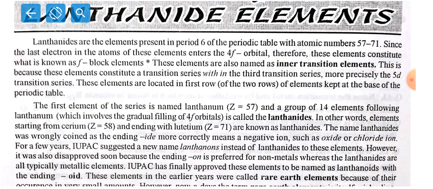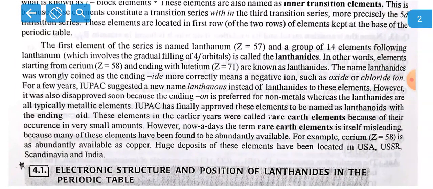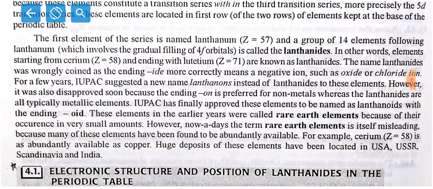These elements are located in the first row of the two rows of elements kept at the base of the periodic table. The first element of the series is named lanthanum, Z equals 57, and the group of 14 elements following lanthanum, which involve the gradual filling of the 4f orbital, is called the lanthanoids. In other words, elements starting from cerium, Z equals 58, and ending with lutetium, Z equals 71, are known as lanthanoids.